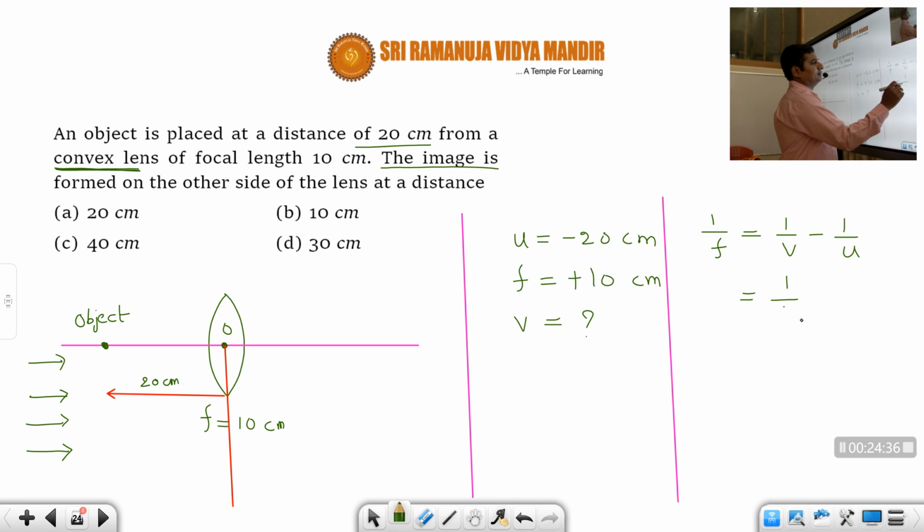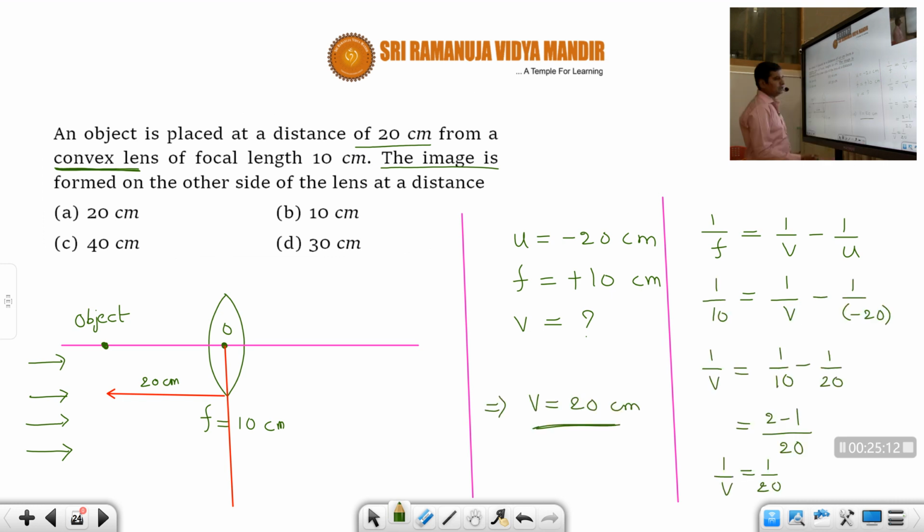So here we got plus 20 centimeters, students. Plus means which side? We should go towards the right side from the optic center. At what distance? 20 centimeters. Okay, students, so from here we can take 20 centimeters like this. So this will be the image point, students. So this is 20 centimeters.